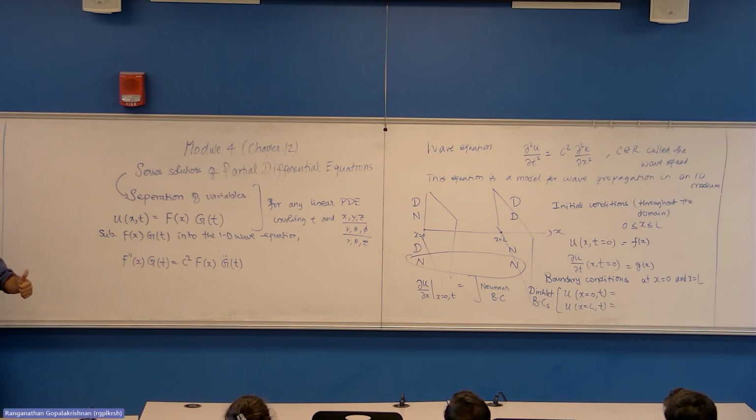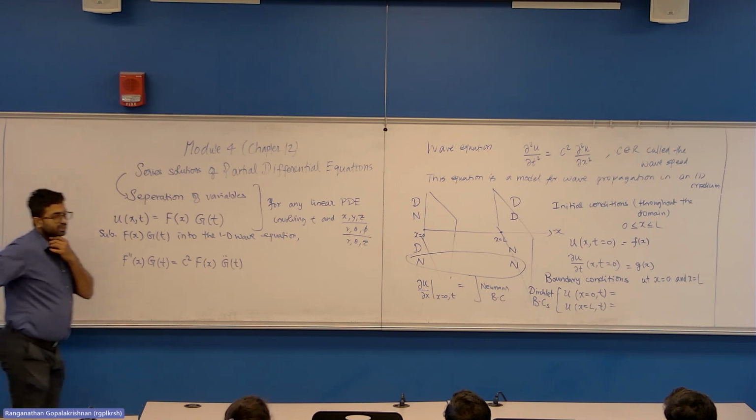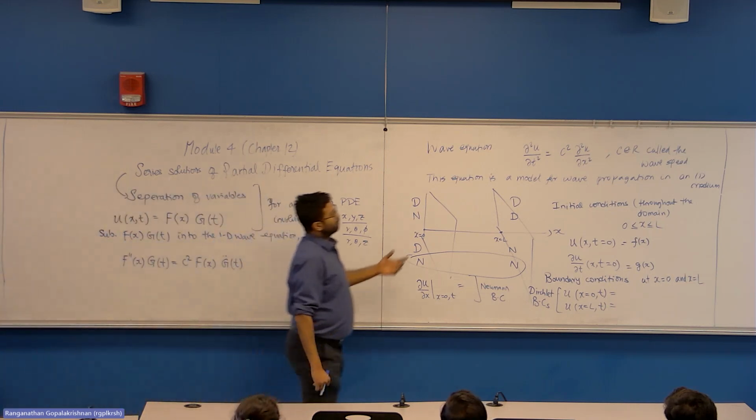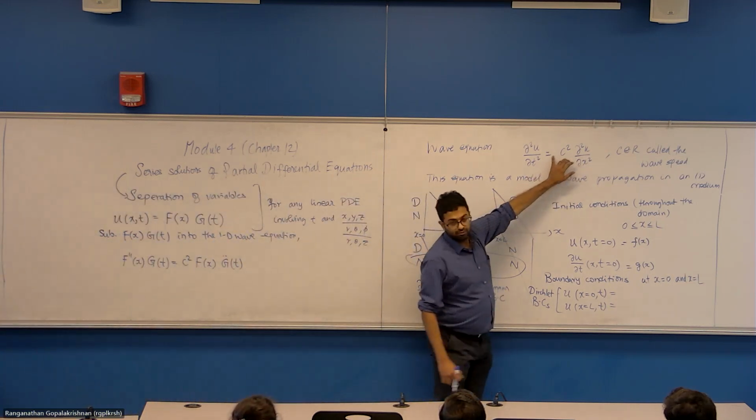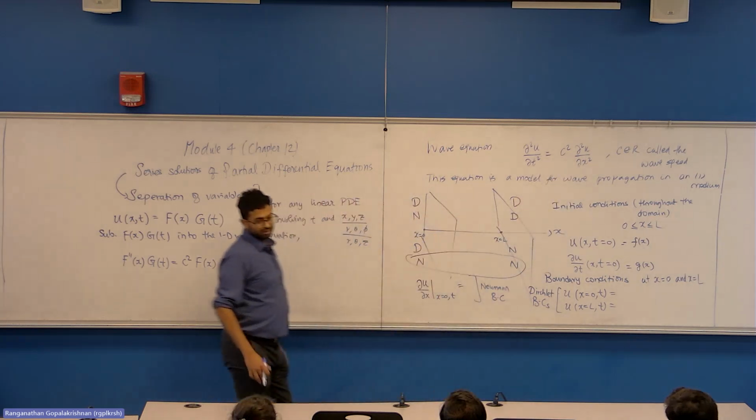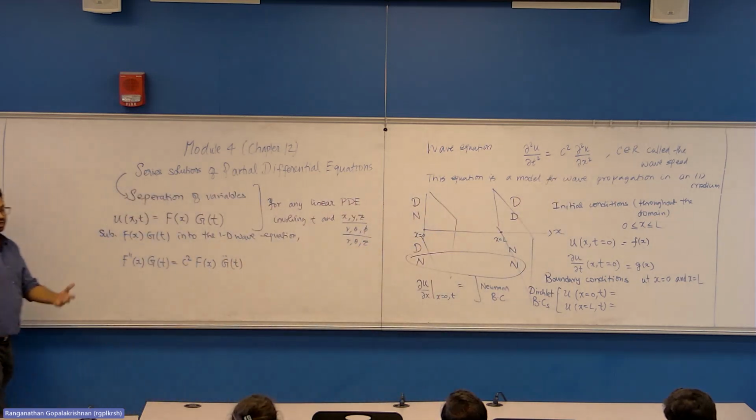Are we okay? C is a constant, that's why you are writing it. C is a constant. It's a wave speed. It's usually a positive number, which we just assume is a given number, something that comes from measurement or experiment.